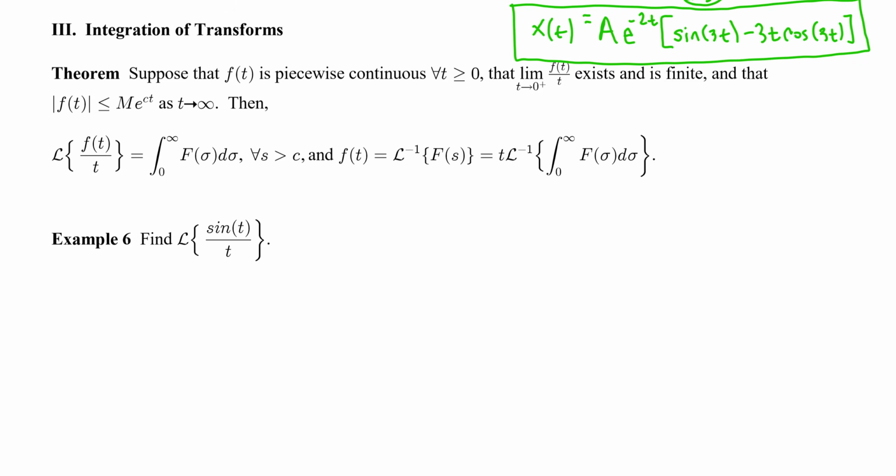So here's the theorem. Suppose that f of t is piecewise continuous for all t greater than or equal to 0, that the limit as t approaches 0 from the right of f of t over t exists and is finite, and that the absolute value of f of t is less than or equal to M e to the ct as t approaches infinity. All right, a lot of details. Don't panic about that. Those are hypotheses that must be satisfied for this theorem to work, and for the problems that we're working, it's going to work.